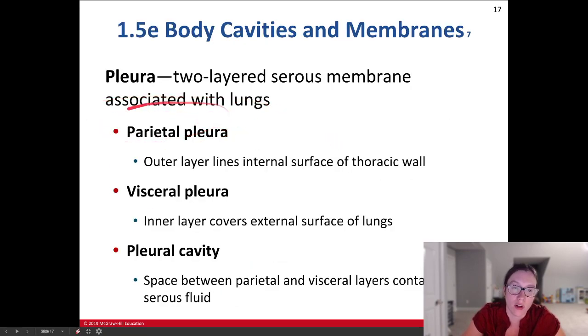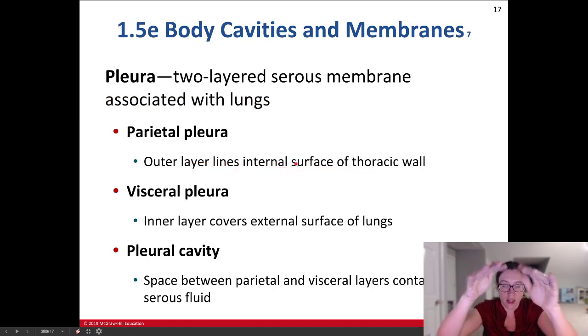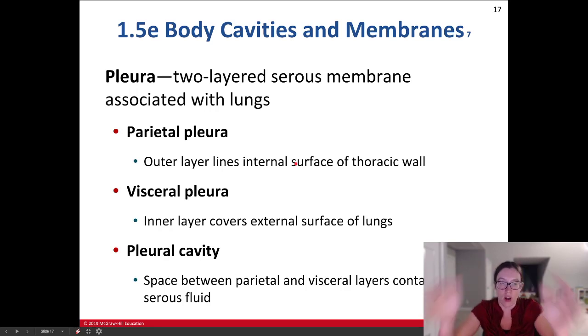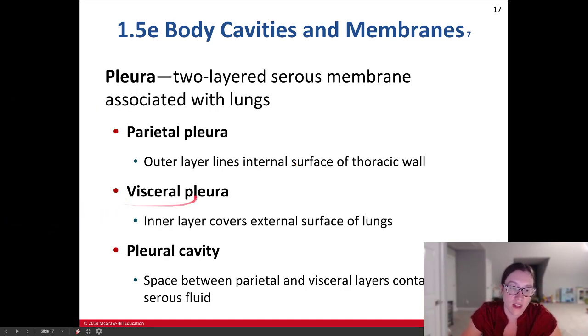So the parietal pleura lines the pleural cavity. So it's going to line the inside of that thoracic wall, whereas the visceral pleura is going to cover the outside of the lungs. And then the pleural cavity is the space between them, and it's filled with pleural fluid, which is that serous fluid.